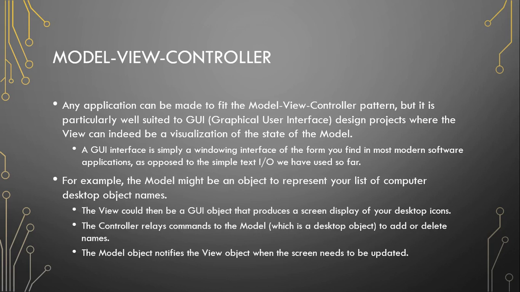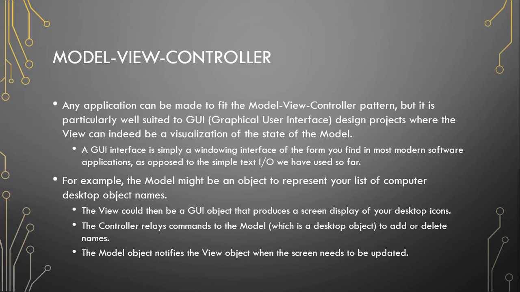Now, if we look at this, the model might be an object to represent, let's say, your list of computer desktop object names. So what's on your desktop? Well, the view could then be a GUI object that produces a screen display of your desktop icons. The controller relays commands to the model, which of course is the desktop object, to add or delete names. The model object then notifies the view object when the screen needs to be updated.